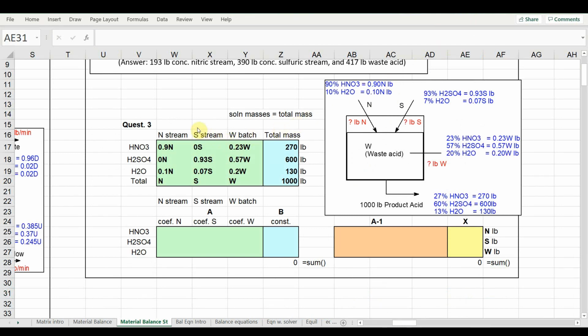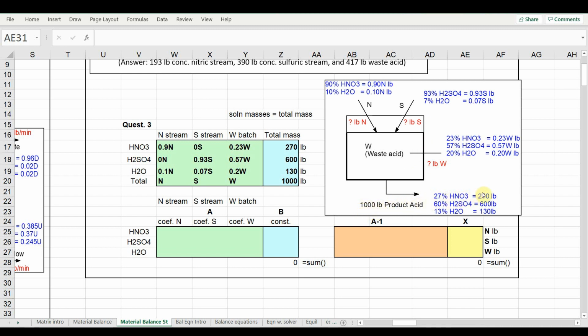This Excel file is called Matrix, and the worksheet is called Material Balance. Here I've drawn a diagram, entered the information, and done some simple calculations. So the desired product is 27% by weight nitric acid. We're told there's 1,000 pounds of it.